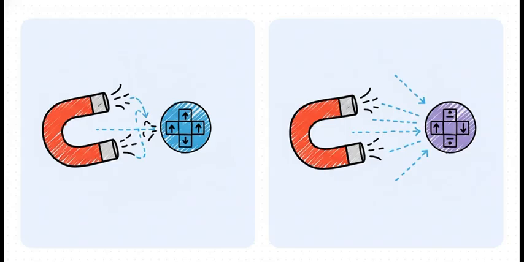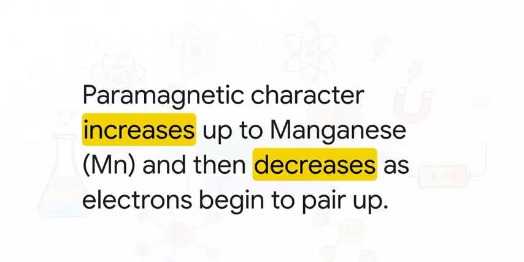If an element has unpaired electrons in its d orbital, it's going to be paramagnetic, which means it's attracted to a magnet. You can think of each one of those unpaired electrons as a tiny little magnet itself. If all the electrons are paired up, then it's diamagnetic, and it gets weakly repelled. And this actually leads to a really neat, predictable trend.